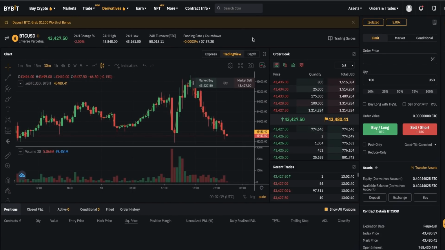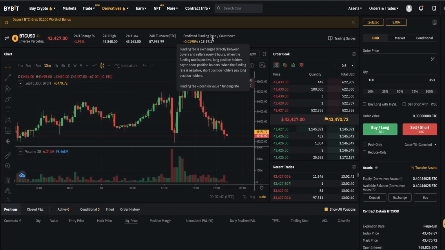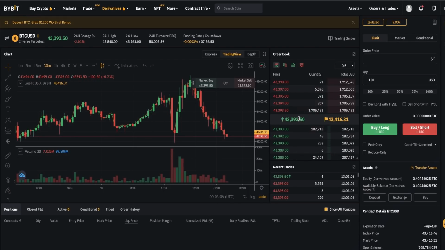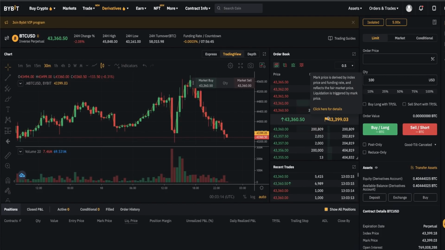Now, real quick, before I show you exactly how to put an order in here, we just have to talk about the funding rate and the mark price. The mark price is derived from an index price and the funding rate, and reflects the fair market price for Bitcoin or any other asset that you're trading. The liquidations are triggered by the mark price. You can see right now the mark price is 43,421, whereas the actual price trading in the order book is just a little bit different. So if your position gets liquidated, it gets liquidated depending on what the mark price is. This is a very, very important number to keep an eye on.